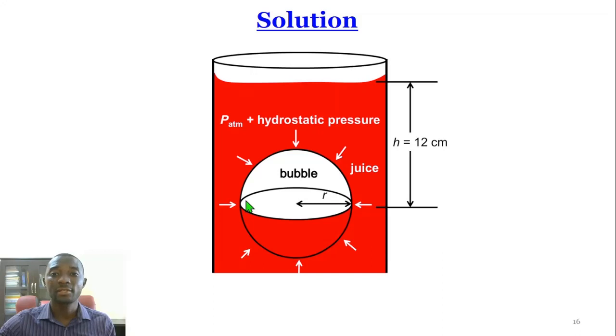Let's make a sketch of the problem. This is a bubble forming in the juice. On the bubble, both the atmospheric pressure and the hydrostatic pressure will act on it. And this is the height, that's the height at which the bubble is formed below the surface of the juice. R is the radius of the bubble.